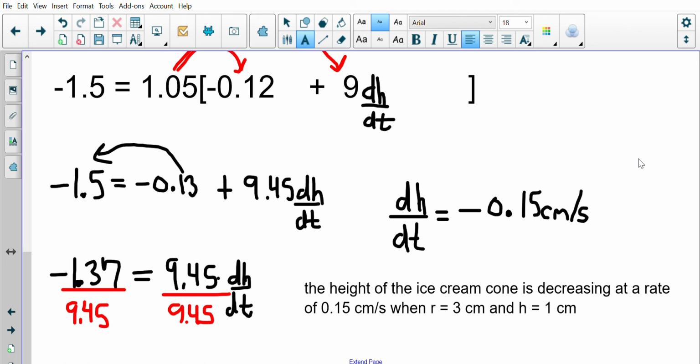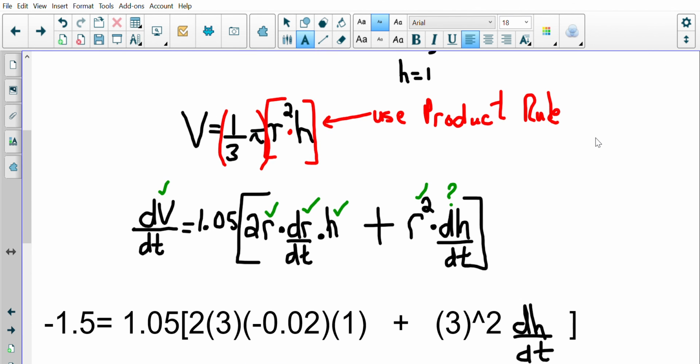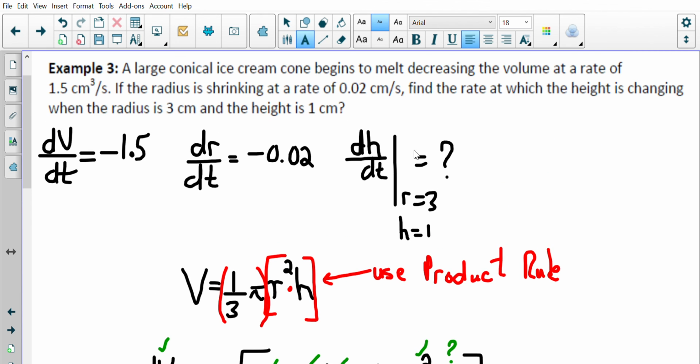And there we go. So again, that was probably the toughest one there. No doubt about it, because we had to use the product rule. But again, that's because there was no relationship between r and h.